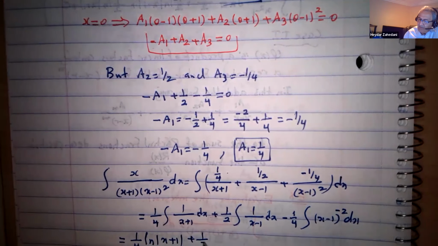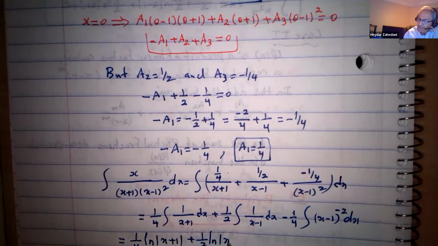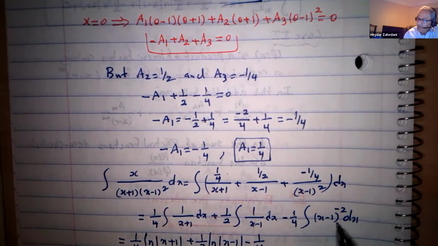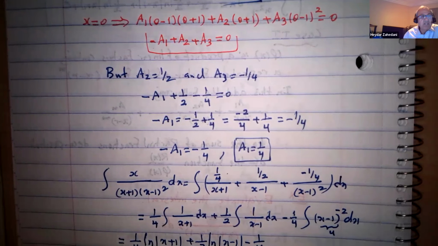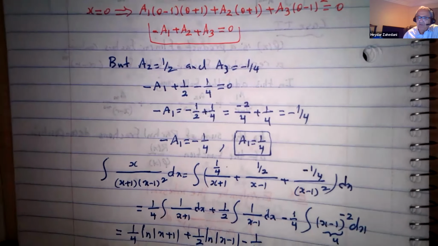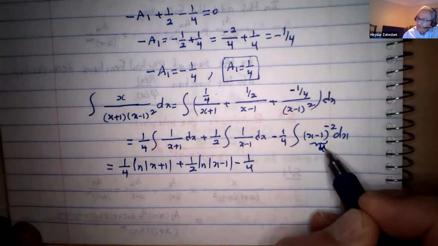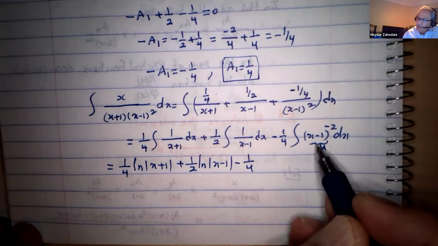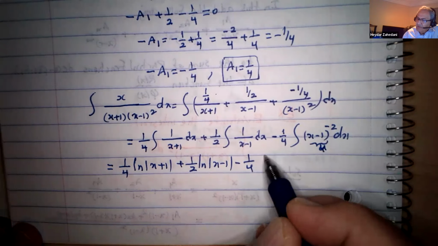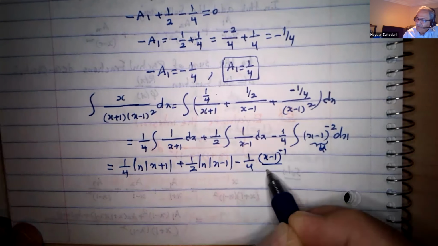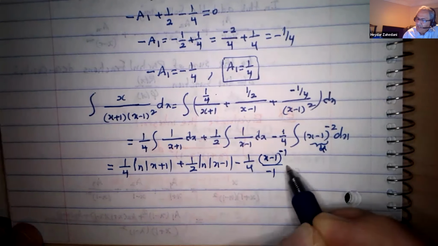And this would be half ln of x minus 1. And this would be negative quarter. This is like u to the negative 2. Okay, because your u prime is 1. Take this one, u, it's going to be u to the negative 2. So it's going to be u to the negative 1 over negative 1. So it's going to be x minus 1 to the negative 1 over negative 1 plus constant.